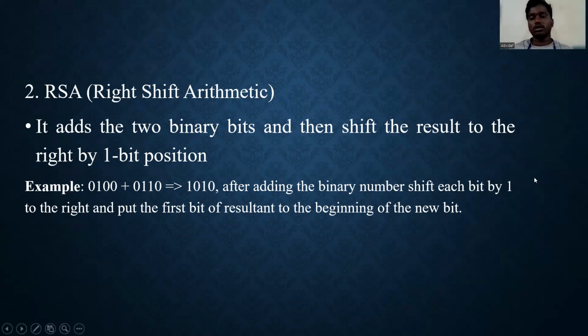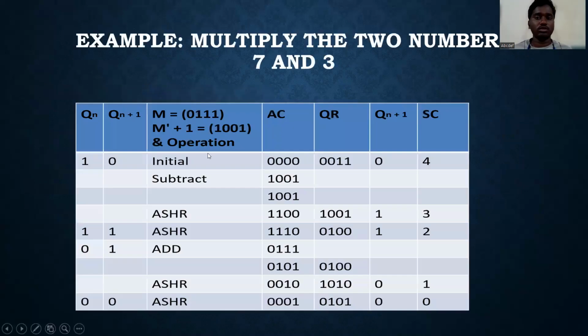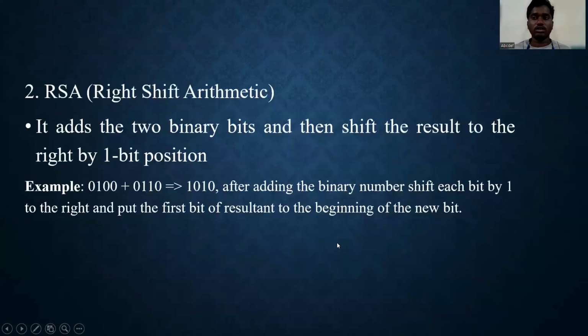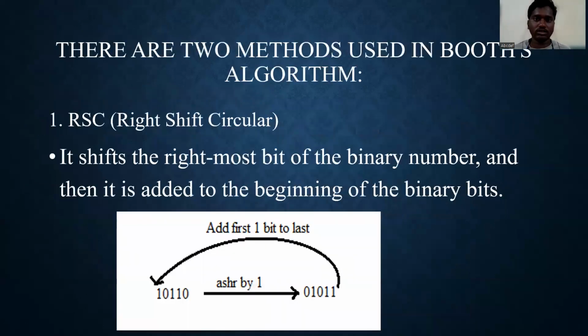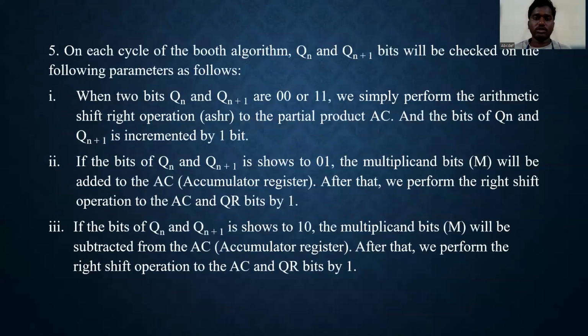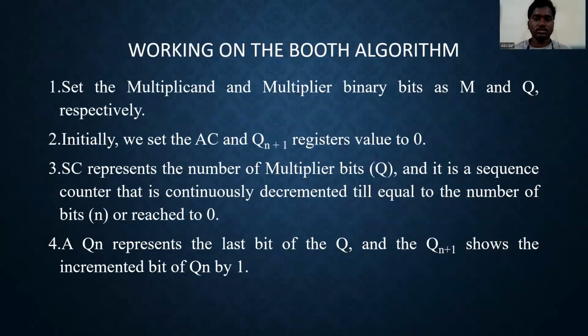And this is the example of the two numbers 7 and 3: initialize, subtract the value, right shift operation, adding, right shift operation, right shift operation. This is the process of how we use the Booth multiplication algorithm in computer architecture and organization. It is mostly used to perform additions and multiplication.